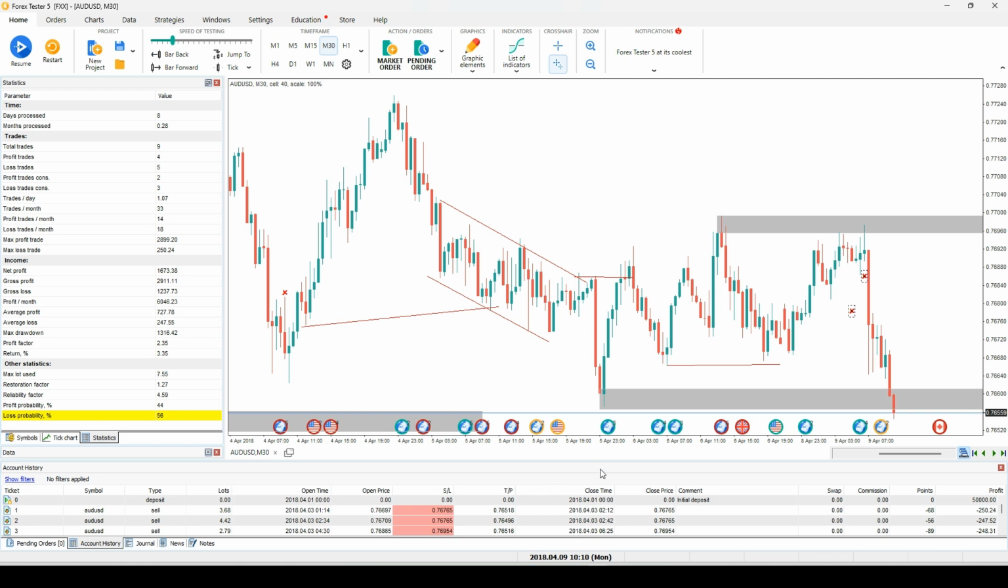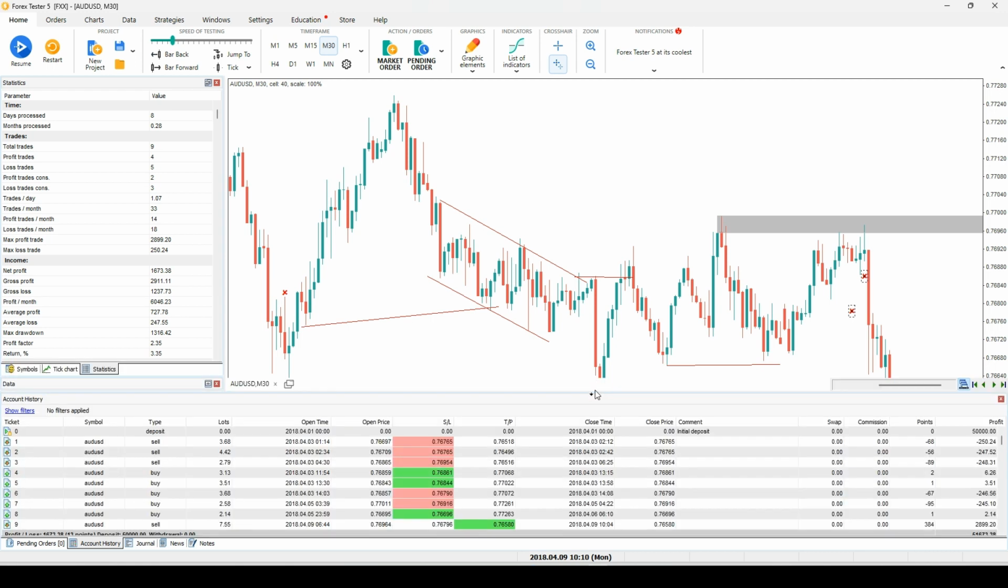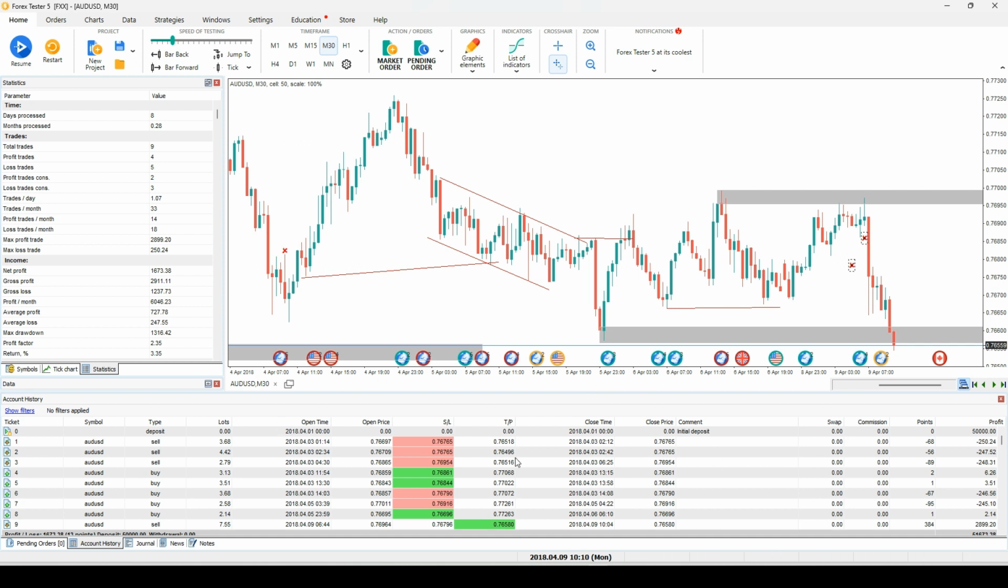So if you come below here, you can see that we took this. The first one was a loss. The second trade was a loss. A third trade was a loss. And you can see here, the first trade we lost $250, then second trade $247, third trade $248, right? And then we had a break-even trade, right? Two break-even trades, and then followed by another loss and another loss. And all this time, we're just respecting our risk management. And the third trade goes in profit and gives us more than five times our risk.